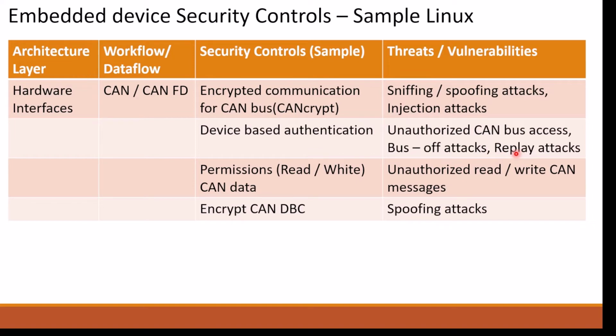So multiple attacks we can prevent. Then the CAN data message permissions, read write permissions, we need to configure properly, so that unauthorized read write CAN messages, these types of issues we can prevent. Encrypt the CAN DBC. We need to encrypt the CAN DBC and store it on the device side, so that spoofing attacks we can prevent.